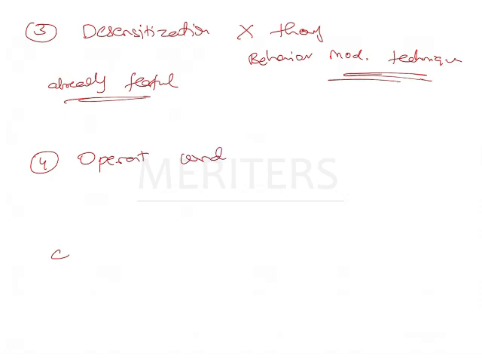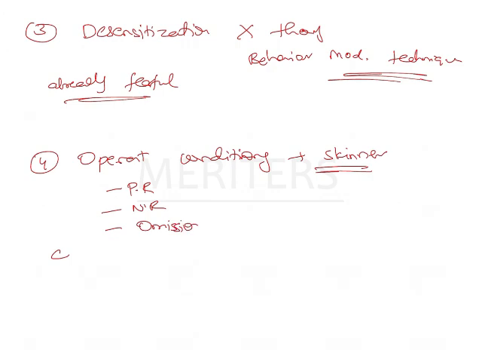And lastly, there is operant conditioning. Operant conditioning was given by Skinner, and this is based on four tools: positive reinforcement, negative reinforcement, omission, and punishment.